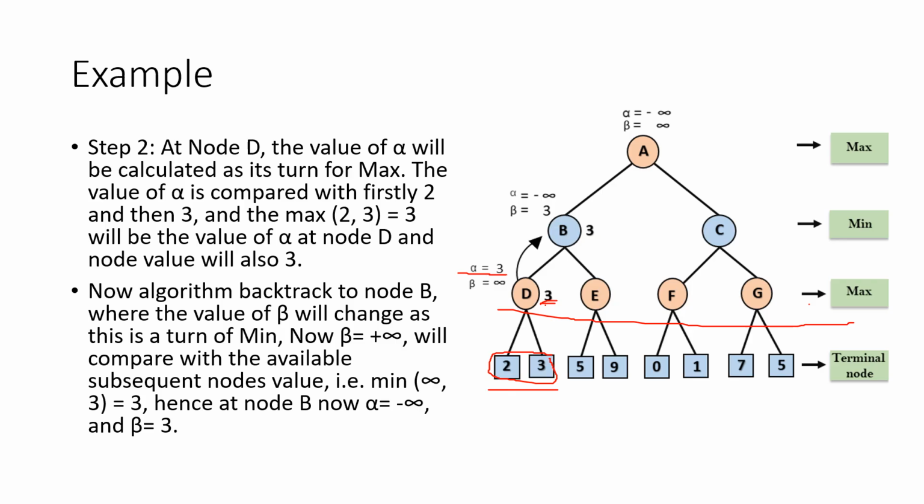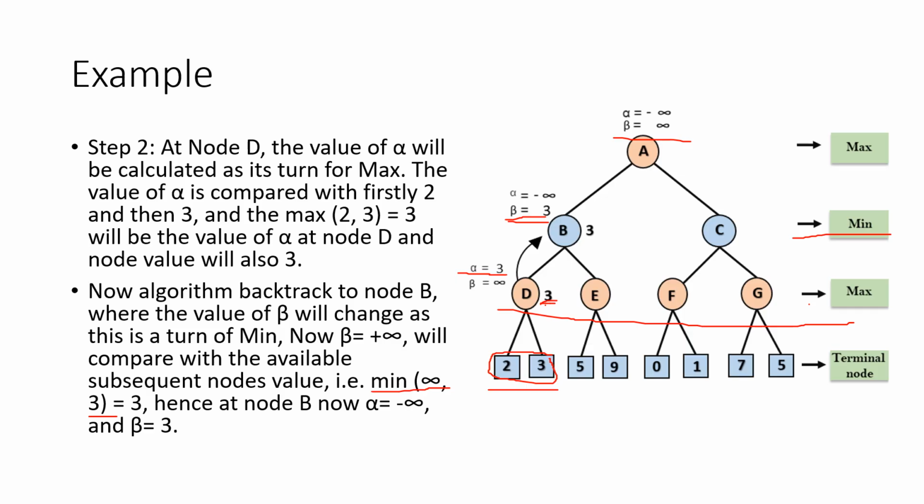Here this is the min node, so it will compare with the beta value. Beta was plus infinity. It will check whether plus infinity or 3, which one is less. Here 3 is less, so the beta value is updated. You can see the minimum of plus infinity and 3, because we know that the initial value of beta is plus infinity. So it is propagated downwards.